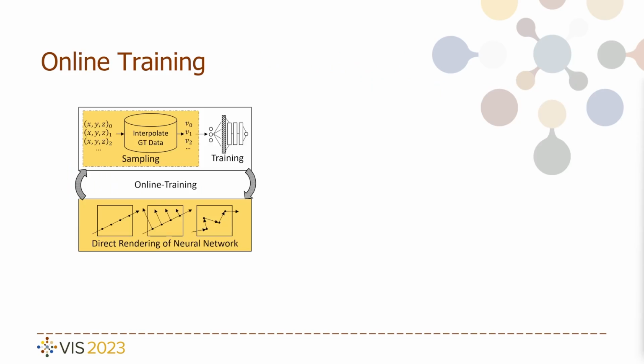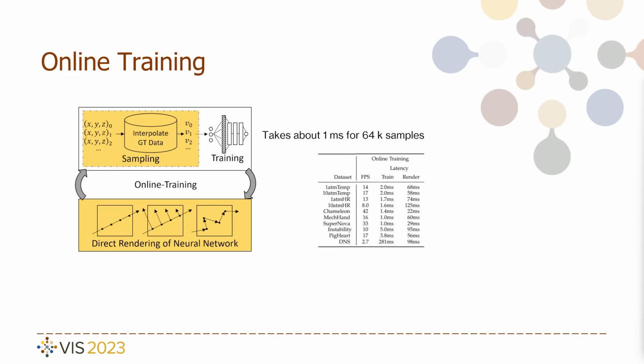Interestingly, we discovered that the training process is quite efficient, taking only about 1 millisecond per step. This speed allows us to incorporate a training step within the rendering loop, thereby achieving online training. Let's take a look at a demo to see this in action.